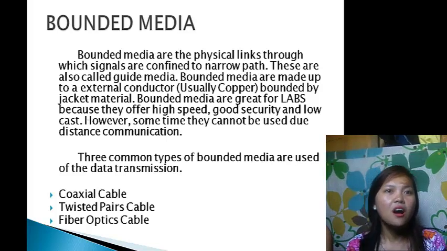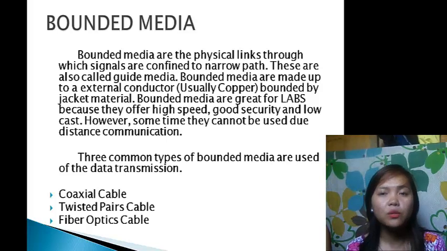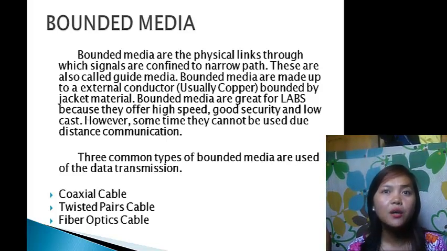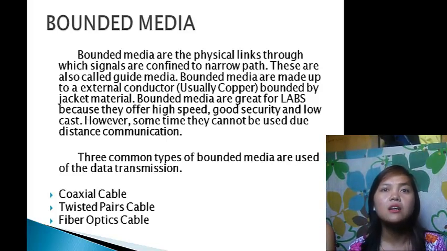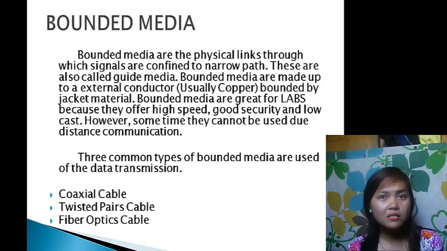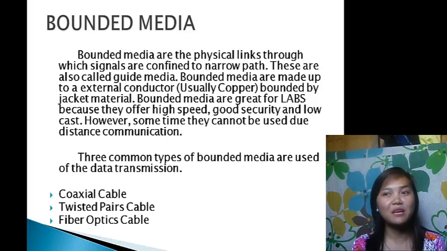Bounded media are the physical links through which signals are confined to narrow paths. This is also called guided media. It is made of a conductor, which is usually made of copper and is jacketed with material. Bounded media provides high speed and is very secure. Its drawback is that it cannot be used for long distance communication because of the physical items that it requires to run. Bounded media has three types. These are twisted pair cables, fiber optic cables, and coaxial cables.